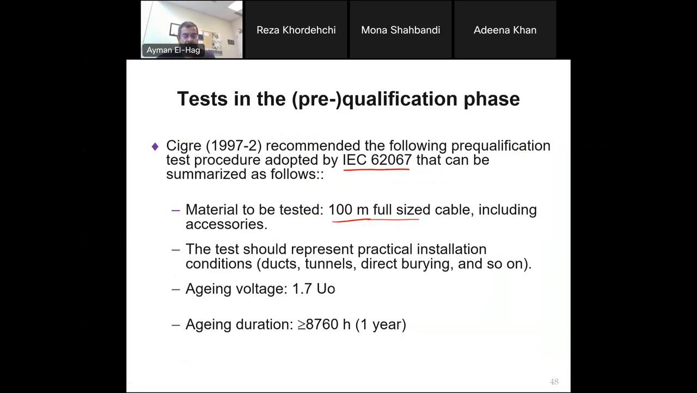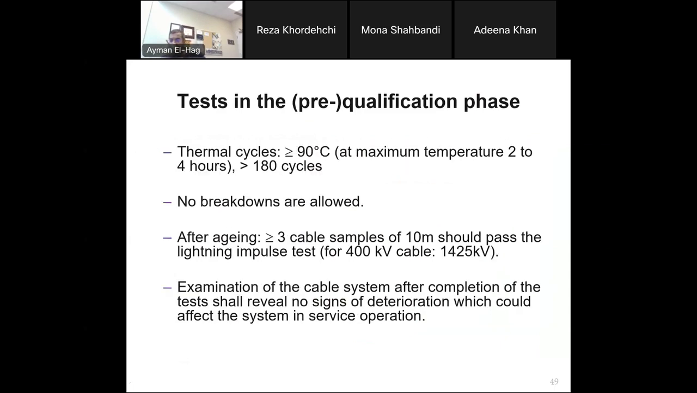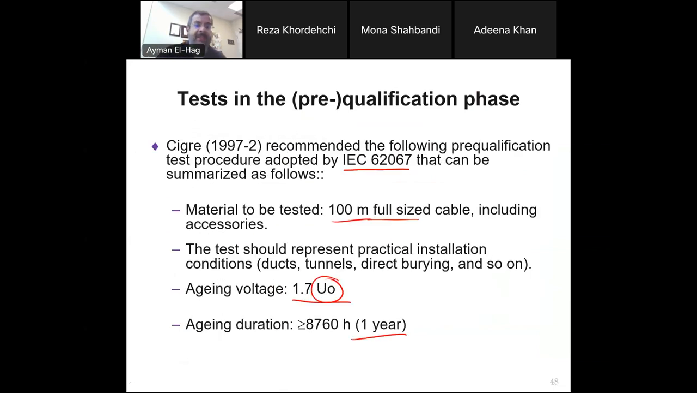You apply a voltage at 1.7 times the rated voltage, and you do the test for... There are also thermal cycles that you do for the test. Now, see here, the test is done for 100 years, sorry, for 1 full year, okay? It seems I'm getting tired.